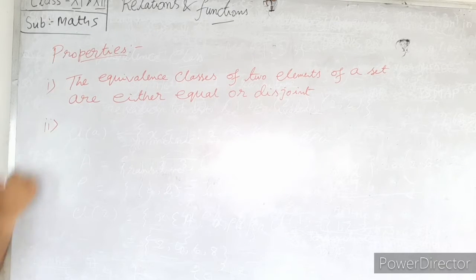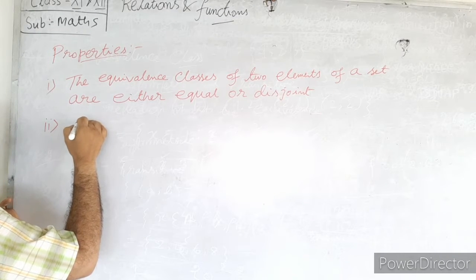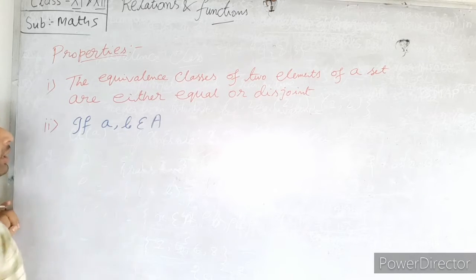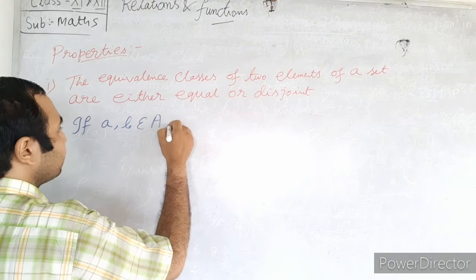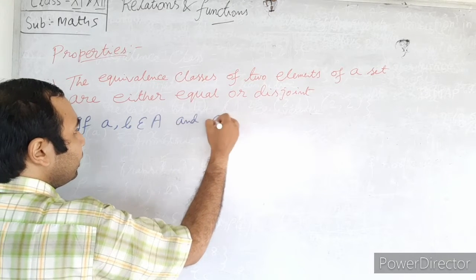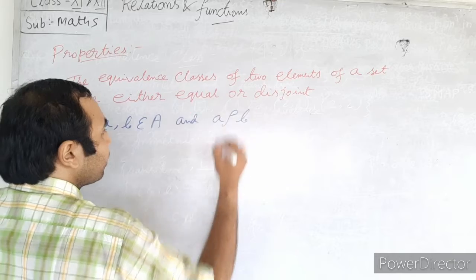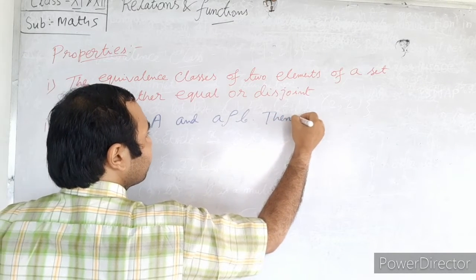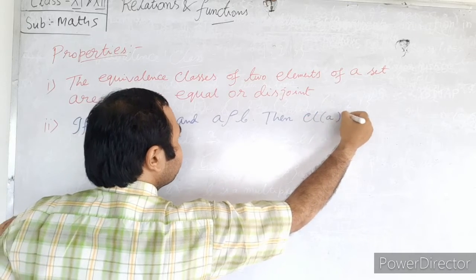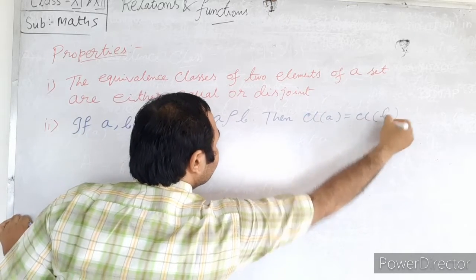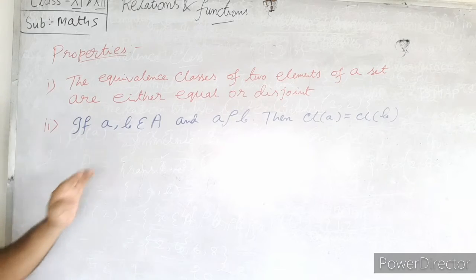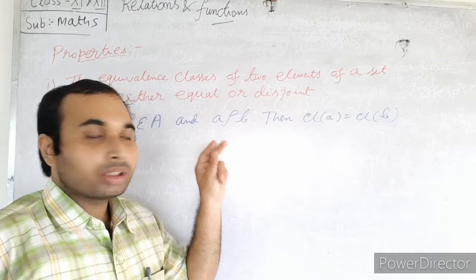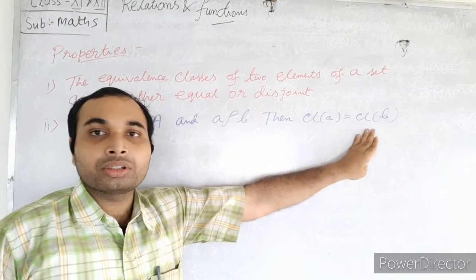Number two, if a, b belongs to set A and a ρ b, then obviously class of a equals class of b. That is, if one element is related with another element, then their classes will also be equal.